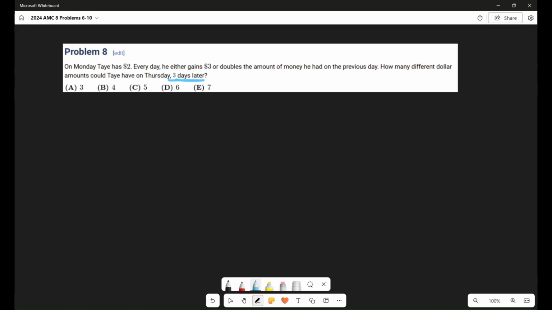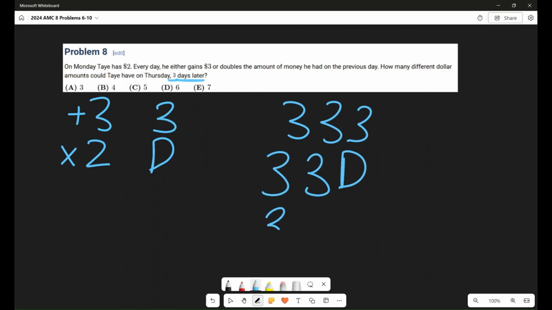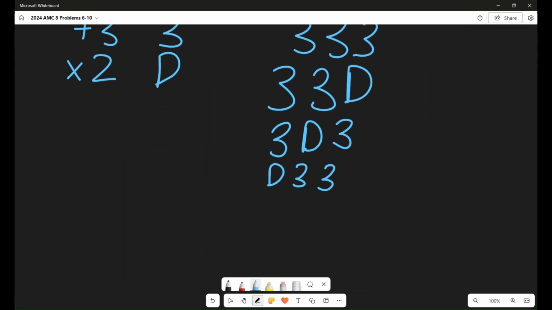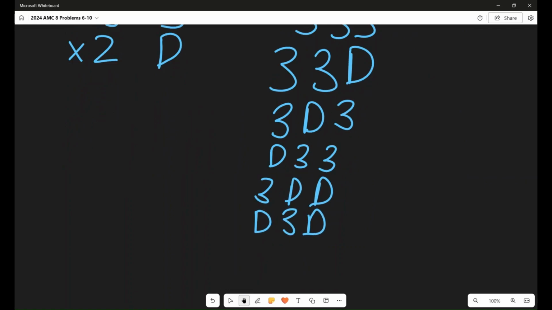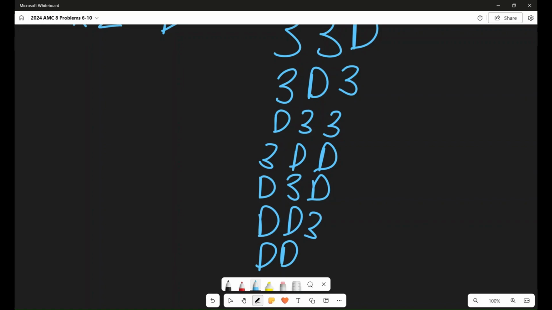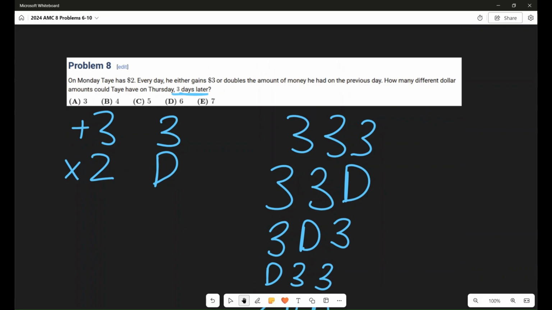So we'll label gaining $3 with a 3, and we'll label multiplying by 2 with a D for double. So he starts with $2 and we're thinking about 3 days. So the only possibilities are 3, 3, 3, and D, D, D. Now remember, he starts with $2. So if he gains $3 every day, he'll be left with $11.